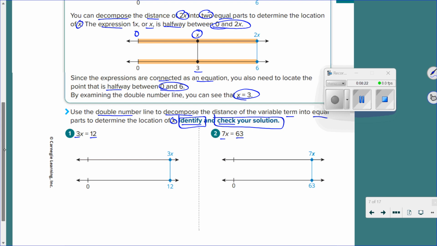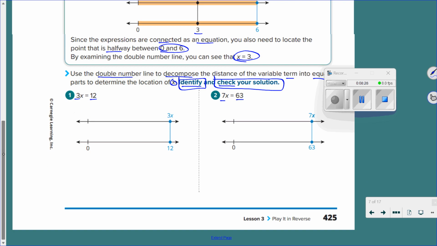Again, your coefficient tells you how many spots I need to break it into. So for the 3x means I need 3 lines. So there would be 1, 2, 3. We have x and 2x. So that means I need 3 intervals to get to 12. So what would my first interval be? 4. Then we can check that. 4, 8, 12. Does that make sense? Yes. So what is my solution?